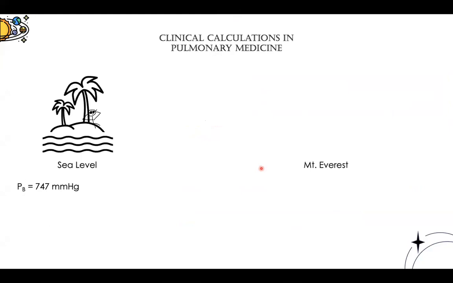Now let's move on. Imagine you're at the beach, okay? You're having the time of your life, it's really good weather, and you're not having any trouble breathing. Now, why do I say that? Note that the barometric pressure at sea level is 747 millimeters of mercury, and the fraction of oxygen at sea level is 0.21. Can somebody calculate for me what the partial pressure of oxygen at sea level would be using these two values?